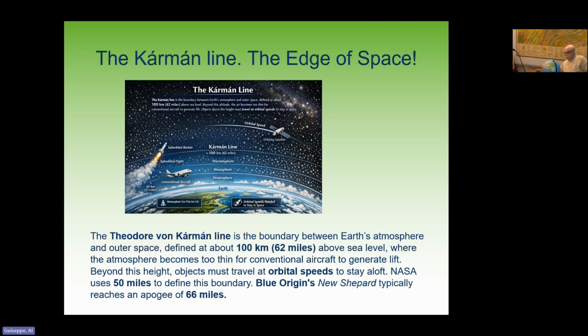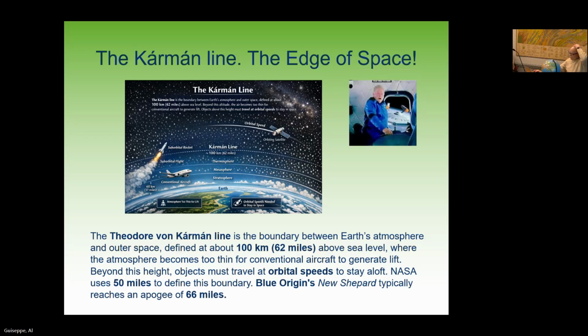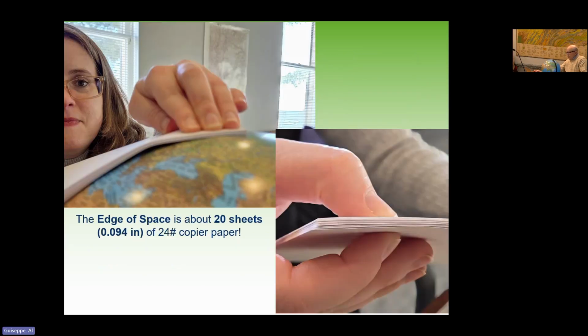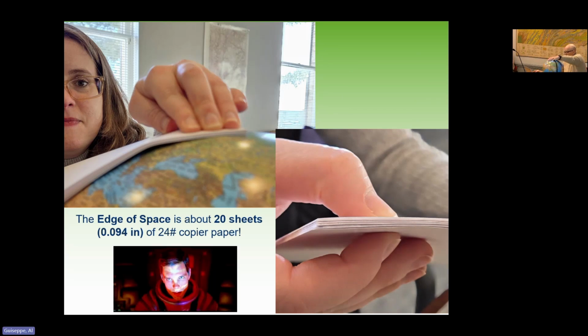And Blue Origin goes up to 66 miles. They throw you up in the air, you float back down, and you get astronaut wings. So now there's Bill Shatner. This is the edge of space, about 20 sheets of paper. That's our world. Outside of that, it's considered outer space.